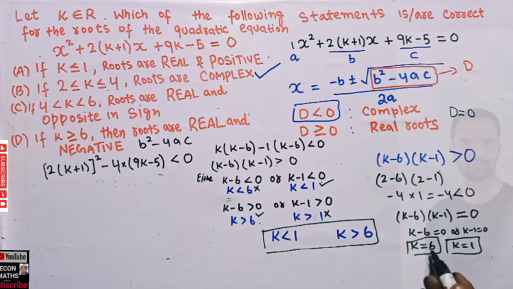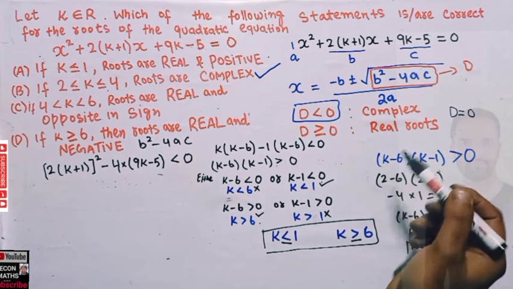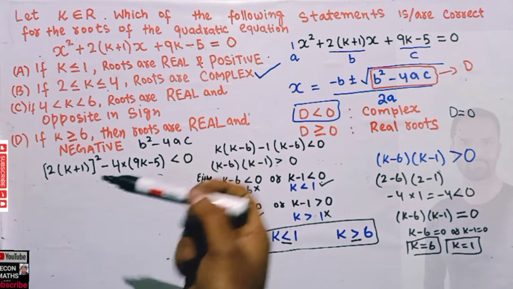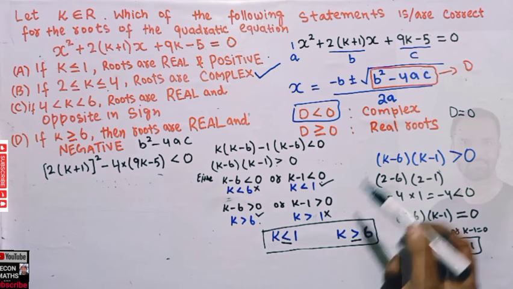So we have k equal to 6 or k equal to 1. So when k is equal to 1, this condition will also apply. K is equal to 6, here it is greater than 6, so we can use this here also. Because the third option was when d was equal to 0. Now let's figure out our options. If k is less than 1, roots are real. K is less or equal to 1, yes, roots are real.